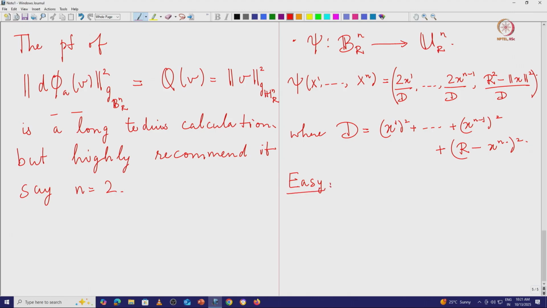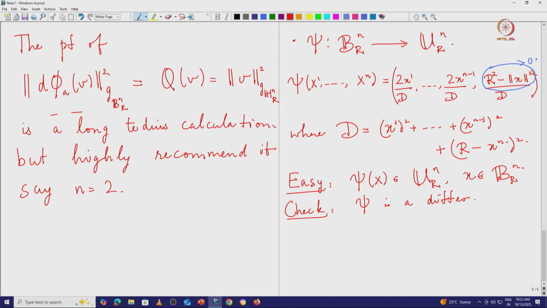So the easy part is that psi of any x lies in the upper half space if x lies in the unit ball, right? Why? Because if x lies in the open ball of radius r, then this numerator is positive. So the final coordinate is positive, so it lies in the upper half space. And then again one can check that psi is a diffeomorphism.